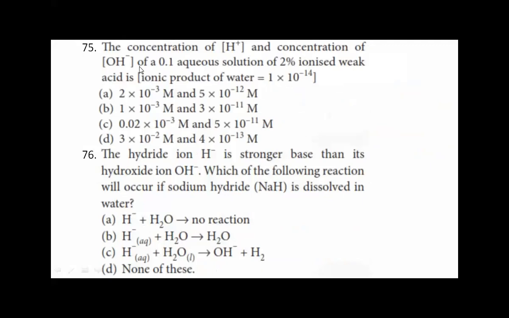Correct? Next one. The concentration of H plus and concentration of OH minus ions in a 0.1 aqueous solution of 2% ionized weak acid, ionic product of water is given. Okay, let us see how we can solve it. What they have said is the concentration of H plus ion and OH minus ion in a 0.1 aqueous solution. So H plus ion concentration is equal to C alpha. What is C? C is concentration, 0.1. And alpha is what is given?